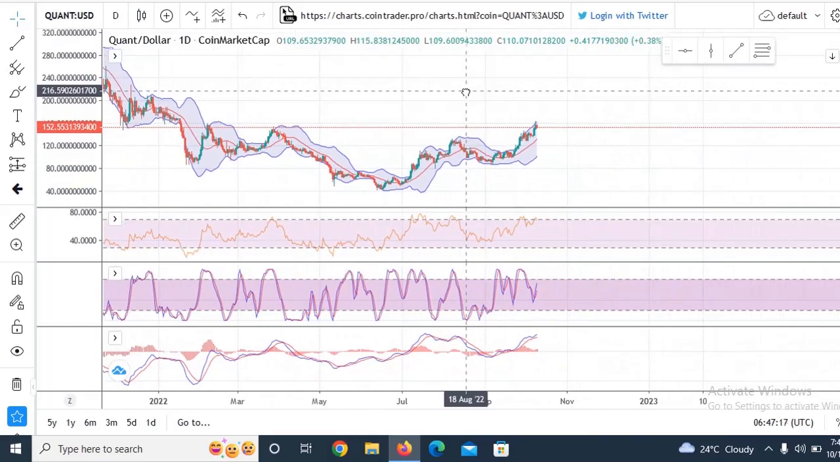Quant is one of our favorite coins. Both the fundamentals and the technicals look very bullish, right?